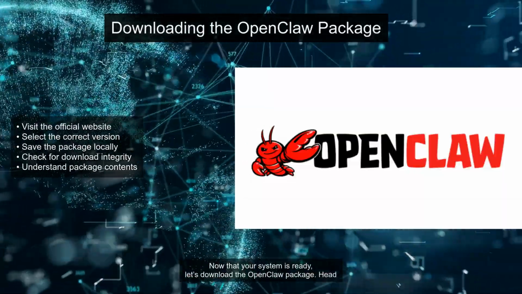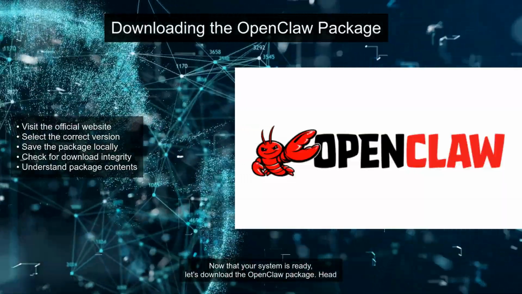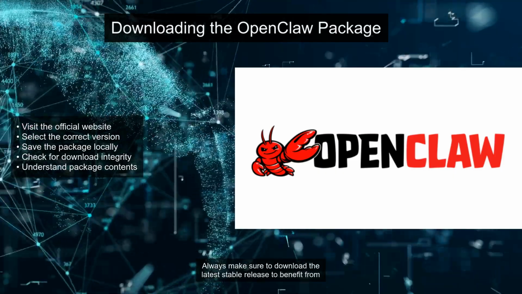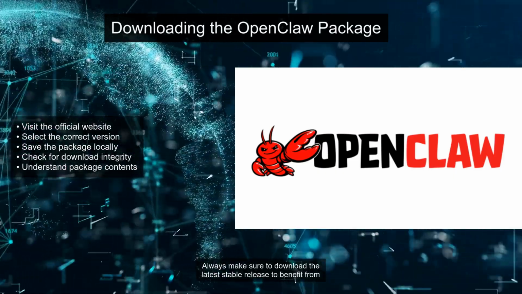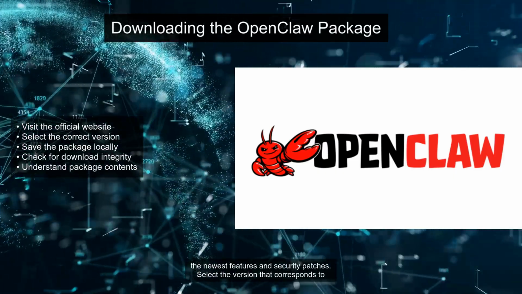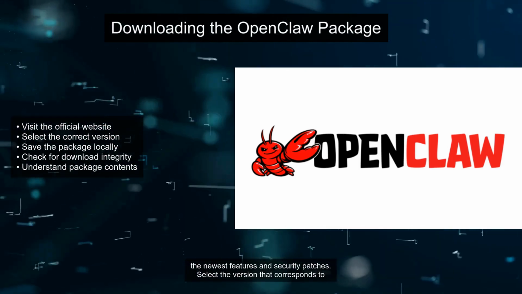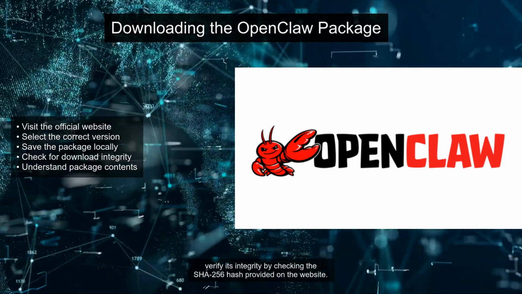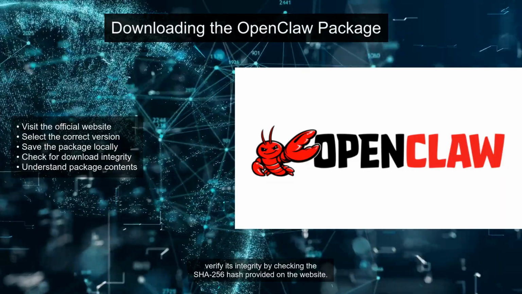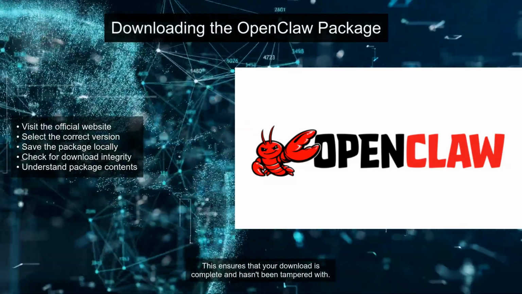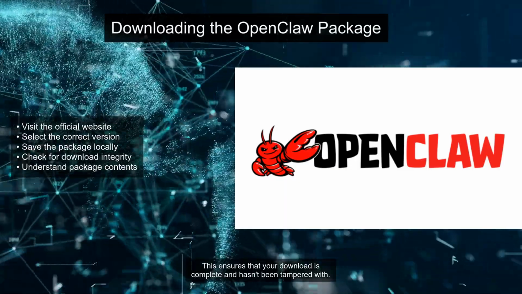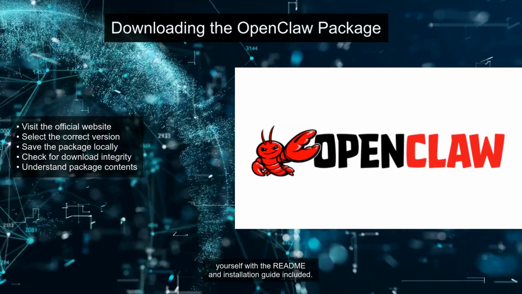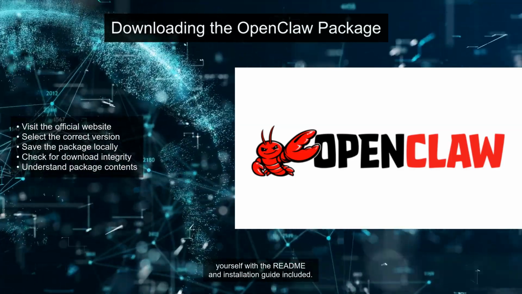Now that your system is ready, let's download the OpenClaw package. Head over to the official OpenClaw website and navigate to the download section. Always make sure to download the latest stable release to benefit from the newest features and security patches. Select the version that corresponds to your operating system and begin the download. Once the package is downloaded, verify its integrity by checking the SHA-256 hash provided on the website. This ensures that your download is complete and hasn't been tampered with. Take a moment to explore the contents of the package and familiarize yourself with the README and installation guide included.